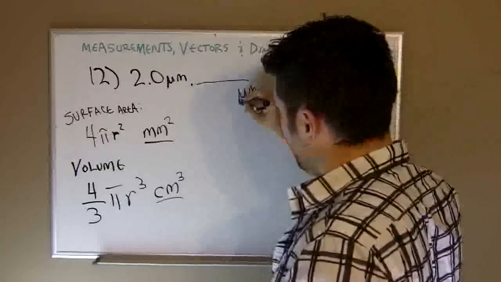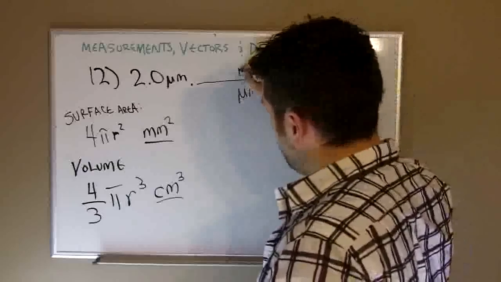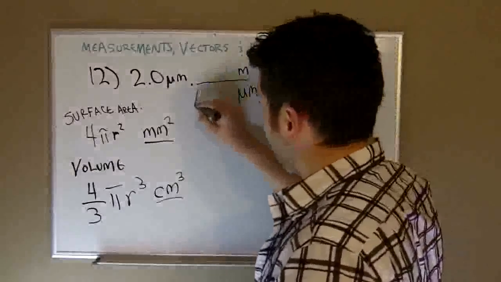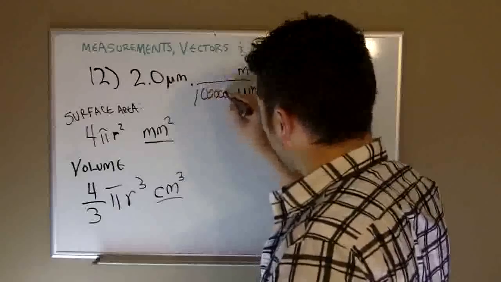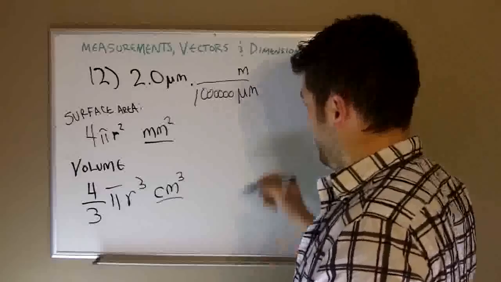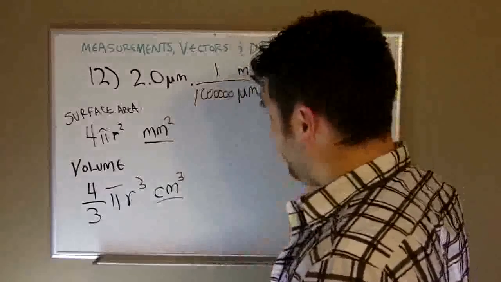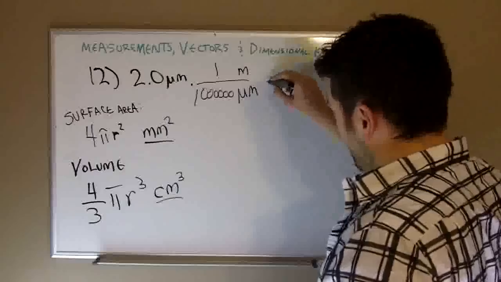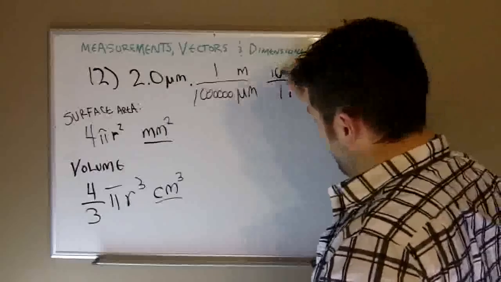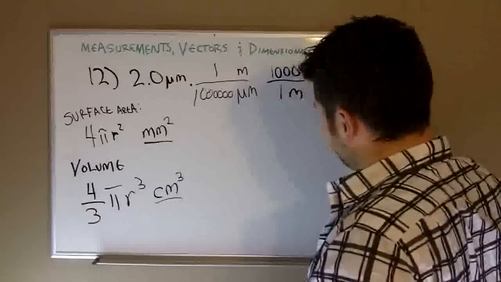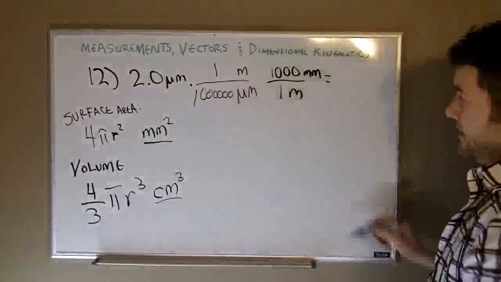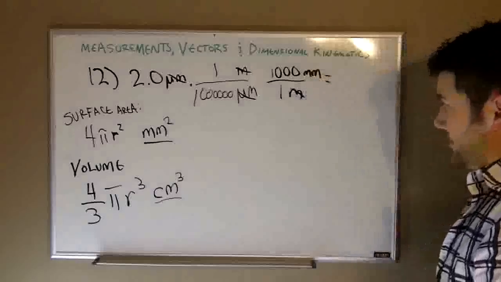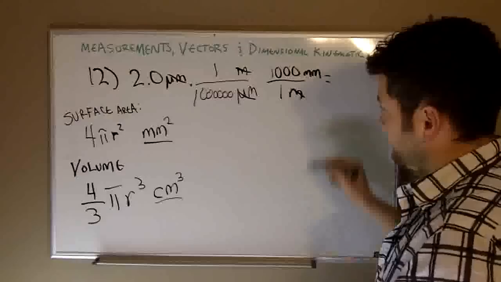So we have our micrometers down here, and we're just going to convert it into our standard unit, which is meters. And like I said, there is a million micrometers in 1 meter. But now we still don't want meters, we want millimeters. And how many millimeters are in 1 meter? This is going to be 1,000. And so now, as we can see, your meters will cancel, and you're left with millimeters. So we just need to solve out this equation.